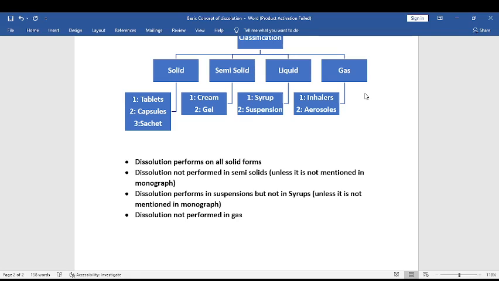So these are all the basics we should know about dissolution, its principle, purpose, and on which dosage forms the dissolution test is performed or not. In my next video, I will tell you about terms like bioavailability, the different test methods used in the dissolution method, its types and how it is performed, and parts and parameters, etc.